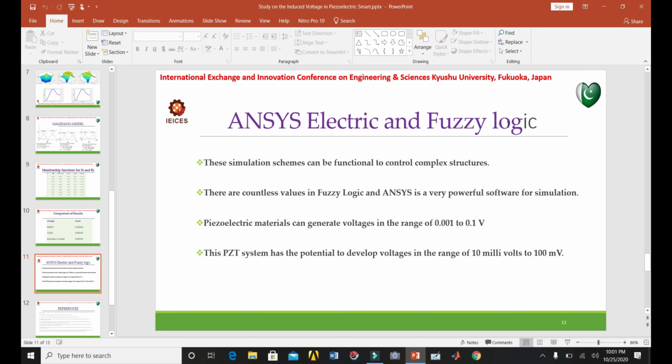So this system has produced just 5 millivolts, and when we use all the systems in series, then we can generate much more voltage. The obtained simulation results of this paper will be helpful in future in order to fabricate efficient energy harvesting PZT systems. Thank you very much.